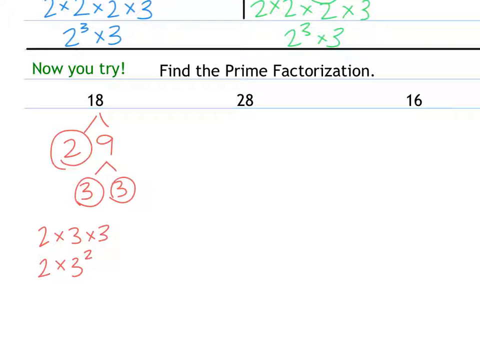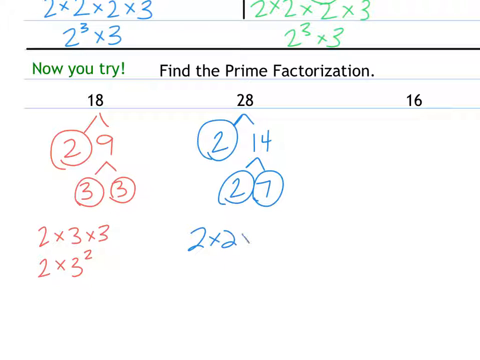Just splitting it into prime numbers. 28. Well, I know that it's even, so I can divide it by 2, which is 14. You could have also done 4 and 7. 2 is prime. 14 can be split between 2 and 7. Both of those are prime. They cannot be split anymore. So we would have 2 times 2 times 7, or 2 squared times 7.